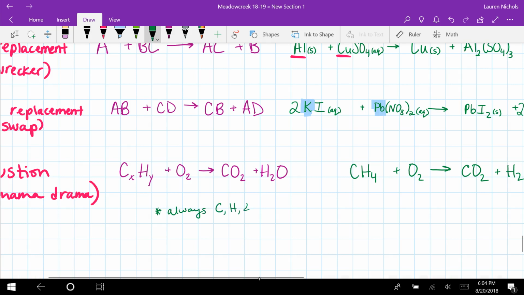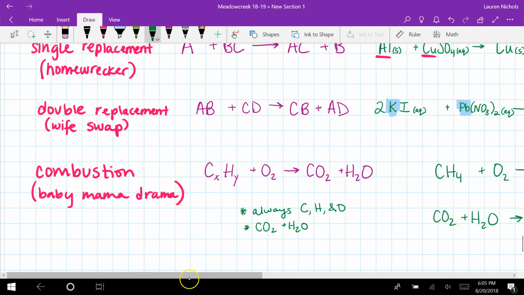The key things to look for here is that it is always carbon, hydrogen, and oxygen, and you always have CO2 plus water on one side of the equation. Even if it was written like this, CO2 plus H2O producing C2H6 plus O2. This is still a combustion reaction. Carbon, hydrogen, oxygen, and carbon dioxide and water are on one side. Okay, so this is your 5 types of reactions.